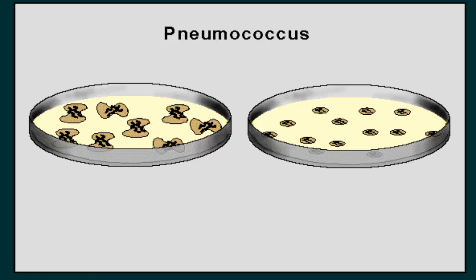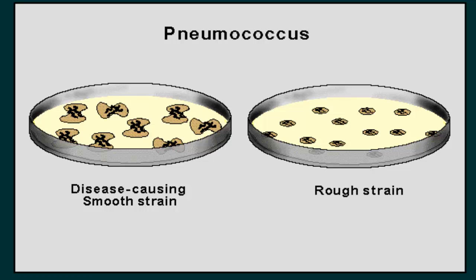Griffith worked with two strains of pneumococcus. The strain that caused the disease was called the smooth strain, because it appeared large and smooth. The second, which did not cause the disease, was called the rough strain, because it looked smaller and rougher than the smooth strain.